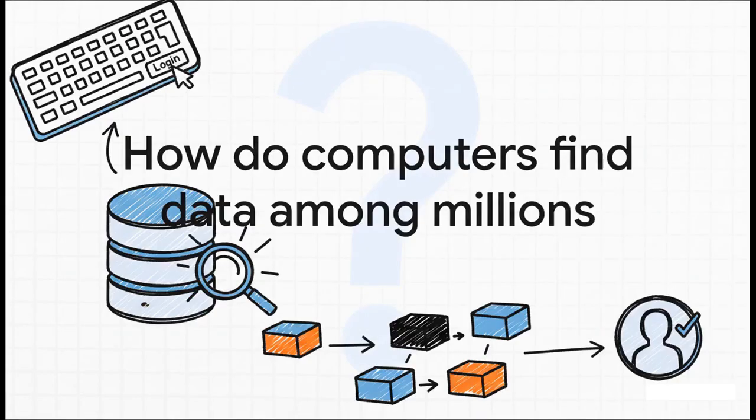So just think about it for a second. You go to log into a website, right? You type your username, hit enter, and bam, you're in. The system just found your specific profile out of maybe millions of others, and it did it in the blink of an eye. How in the world does that happen so fast? It's not actual magic, but it's pretty darn close. It's just some really, really clever engineering.